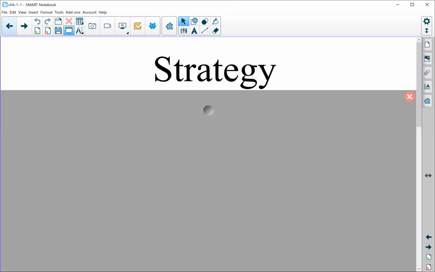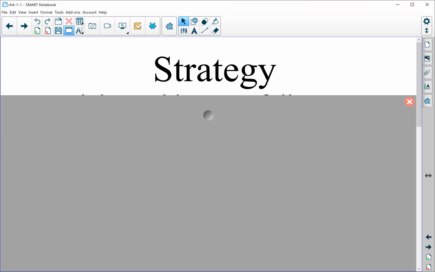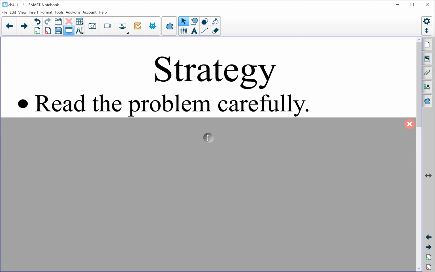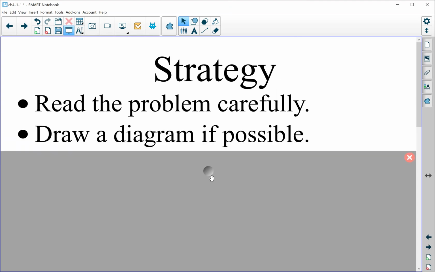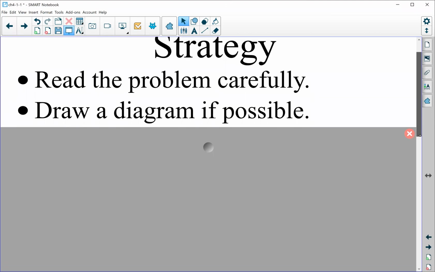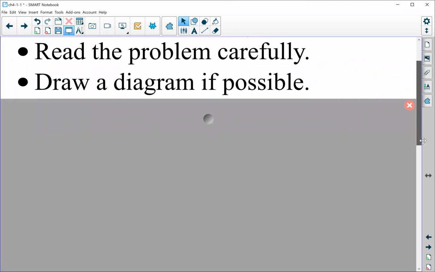If you need to pause and write these down, feel free to do so. I'm going to go through them rather quickly. So step one, as should be the strategy for any math problem, read the problem carefully. Make sure you know what you're being asked. Draw a diagram if possible. Sometimes just getting a picture will help to determine the way that you're going to solve that problem.